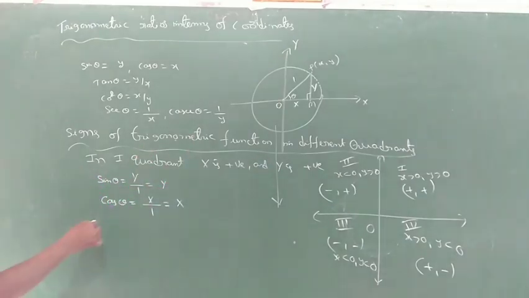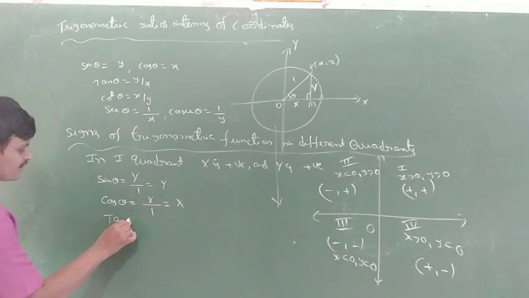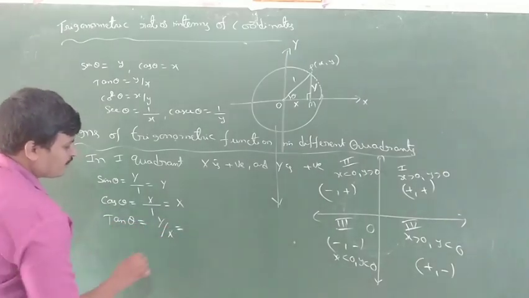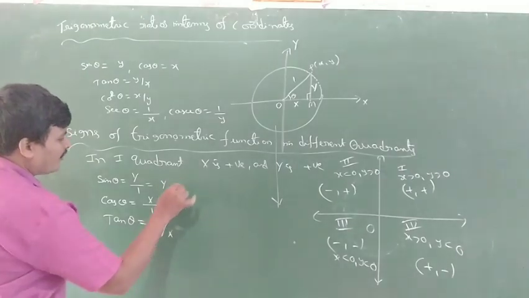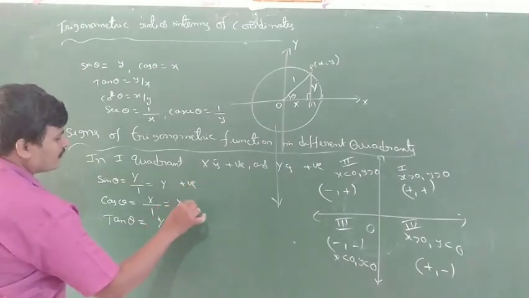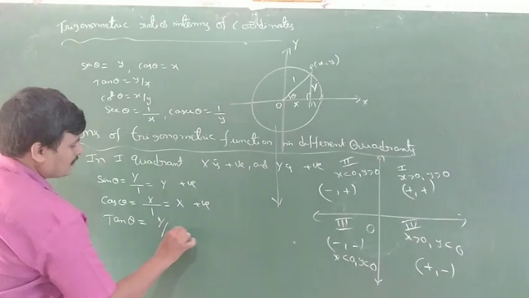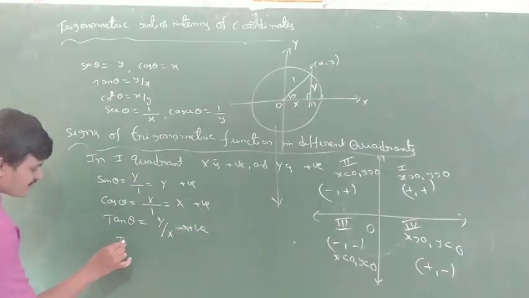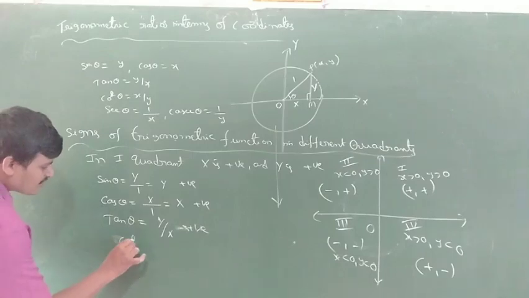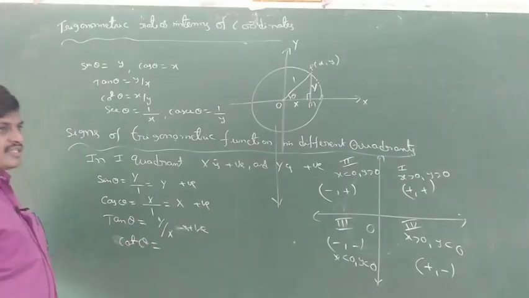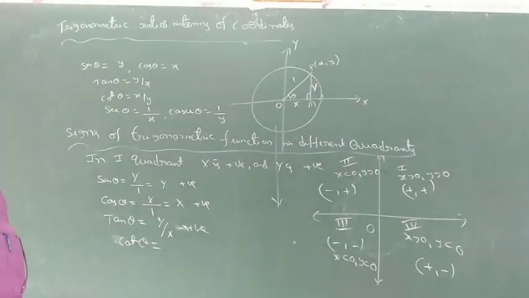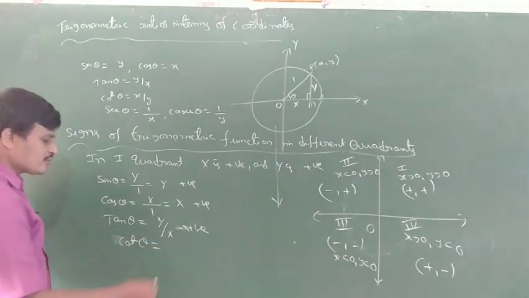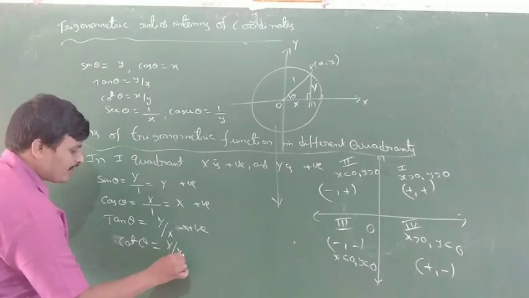Next, tan. Tan is sin by cos, y by x. Y is positive and x is positive, so tan is positive. Tan positive means cot is also positive, because cot theta is 1 by tan theta. So if tan is negative, cot is also negative. Tan positive means cot also positive.